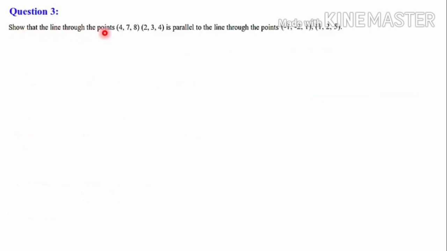Next, we shall discuss question number 3. The question is, show that the line through the points 4, 7, 8 and 2, 3, 4 is parallel to the line through the points minus 1, minus 2, 1 and 1, 2, 5. Here, we have to go through the question and identify in which form the question is asked. Show that the line through the points, here 2 points are given. There is a line passing through these 2 points and another line passing through these 2 points. We have to show that these 2 lines are parallel. So 2 points are given to you means 2-point form. So that is the form which we have to identify, 2-point form.